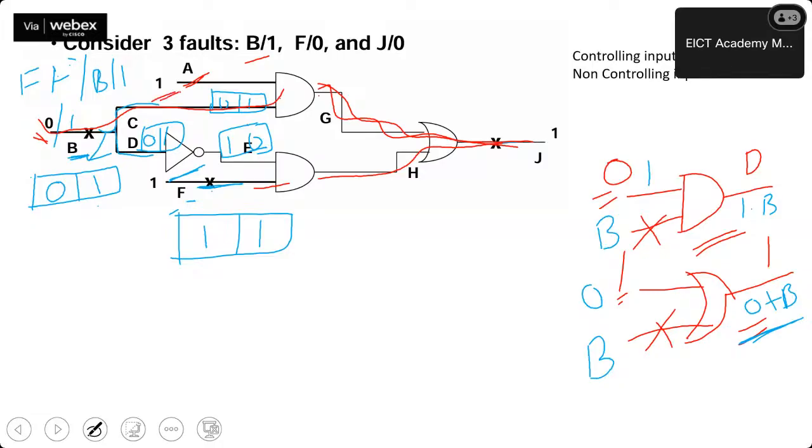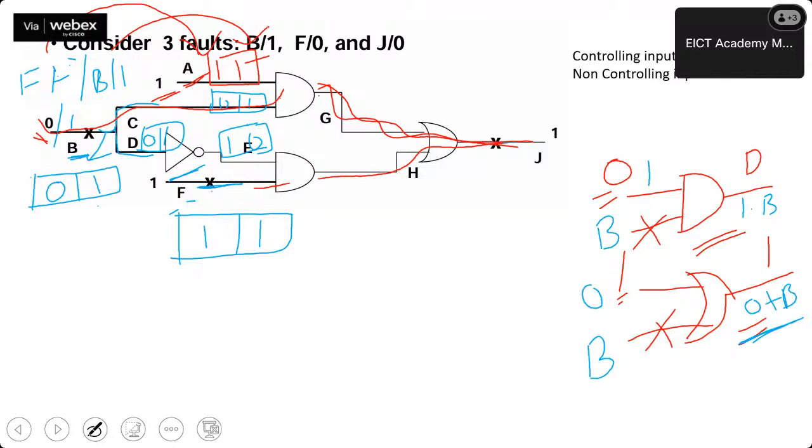If B is faulty, does it really matter what the fault-free or faulty value of A is? No, it doesn't matter. So in both of the cases, the fault-free value is also 1, and if B was stuck at 1, then also it is 1 only. In both of the cases, I have the value of the A branch as 1, 1 only.